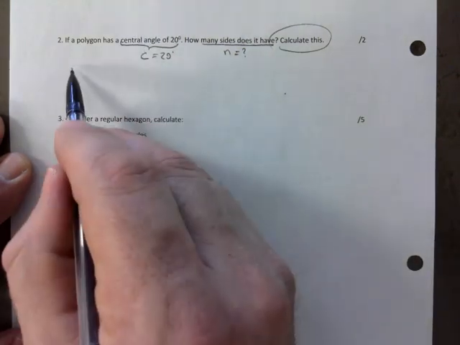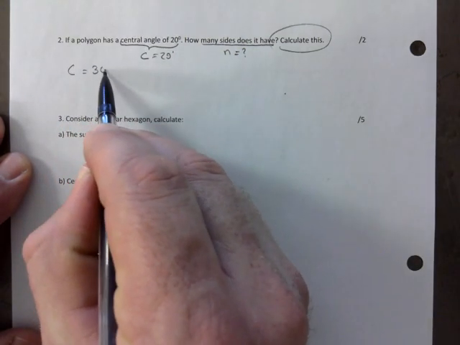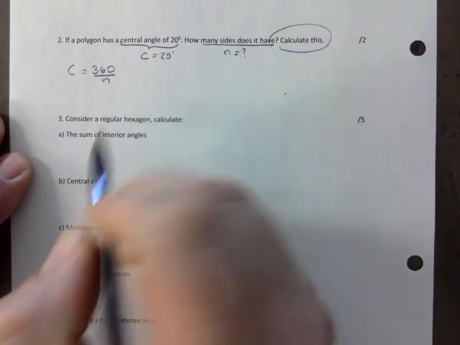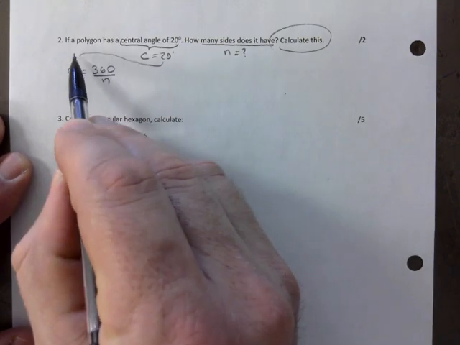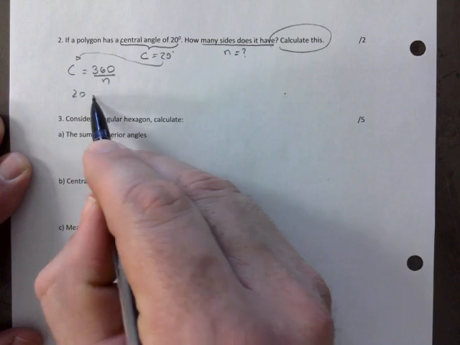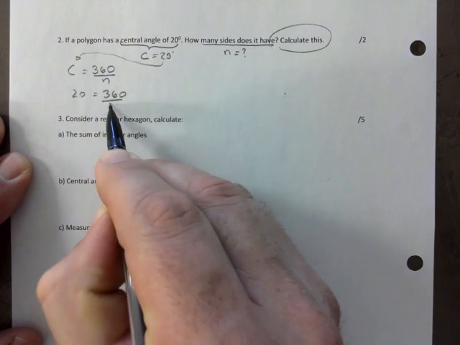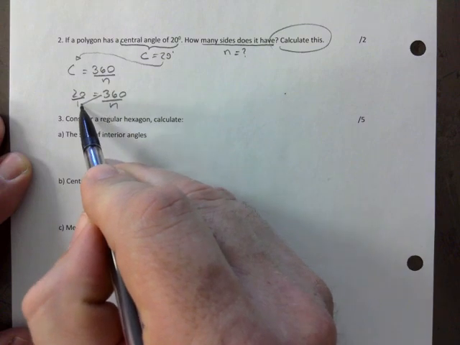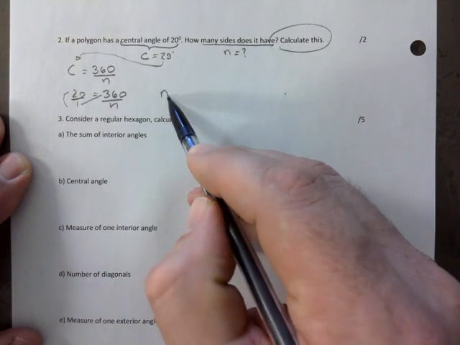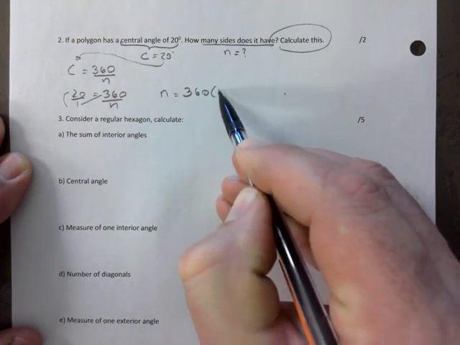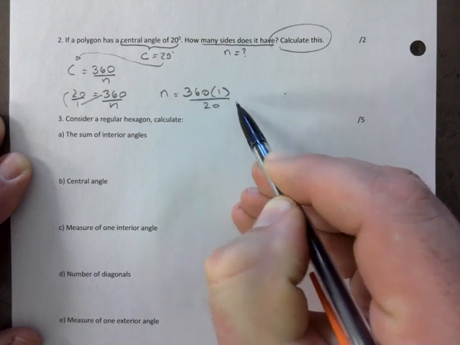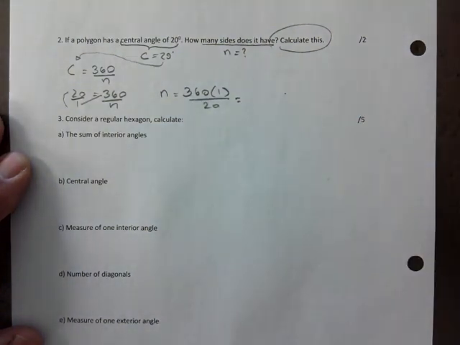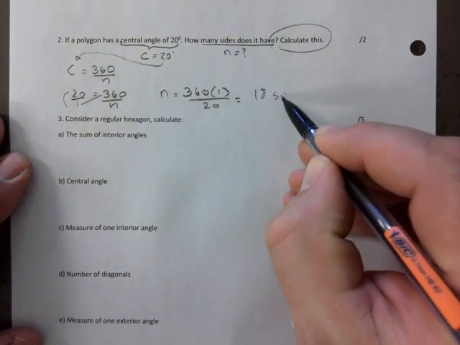So central angle, the formula is this, right? We know that C is going to be replaced with 20. So you just go like that. Put a 1 underneath here. You know you have to multiply and then divide. So n is 360 times 1 divided by 20. That gives you 18 sides.